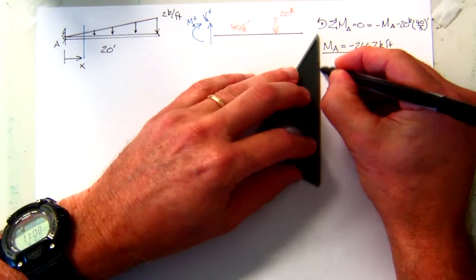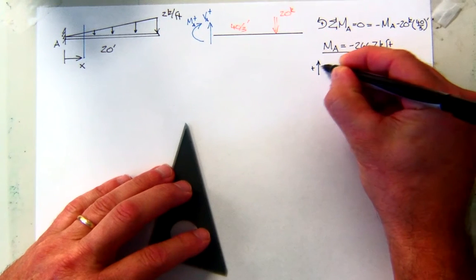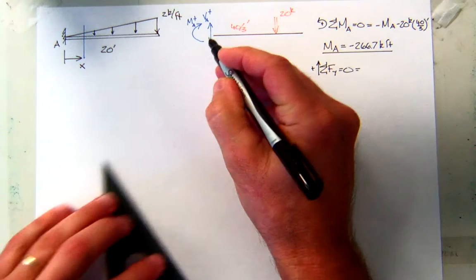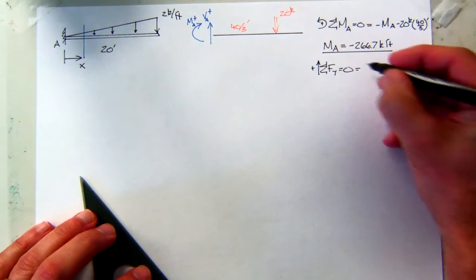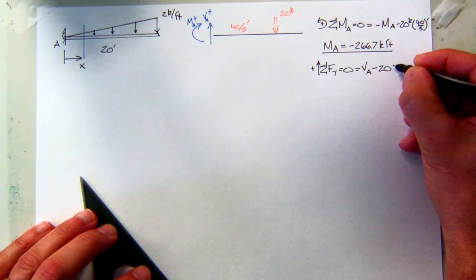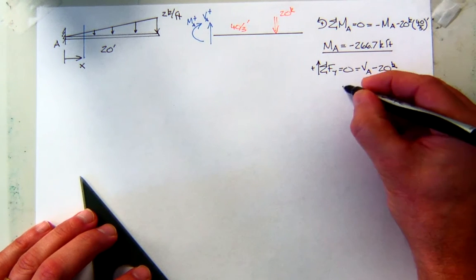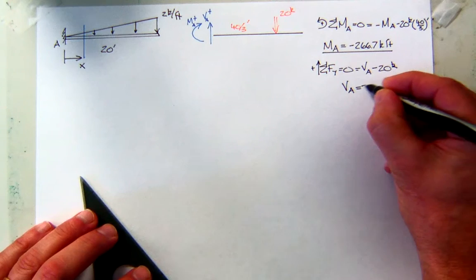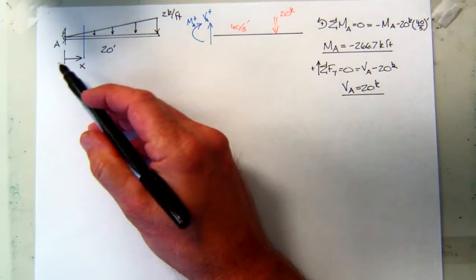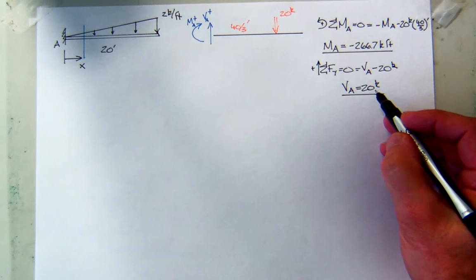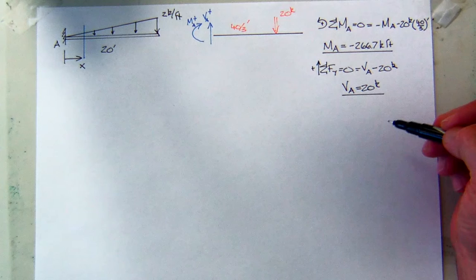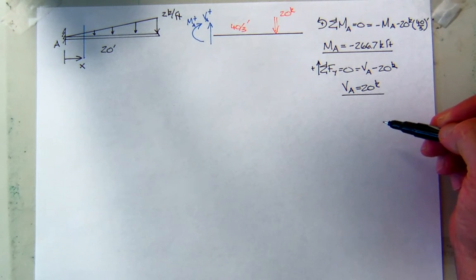And then I will sum forces in the y direction. I will assume up is positive. So this shear force is up, so that's positive. This load is down, that's negative. So it looks like my shear at A is 20. So my equation better predict at x equals 0 that I have a shear force of 20 and a bending moment of negative 266.7. I know where I'm starting. If my equations work, I should get that.